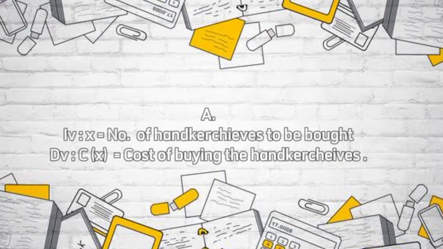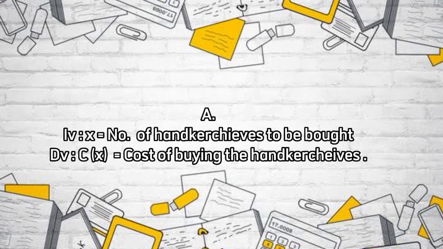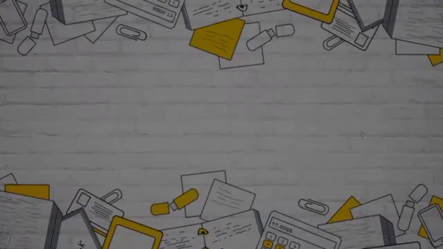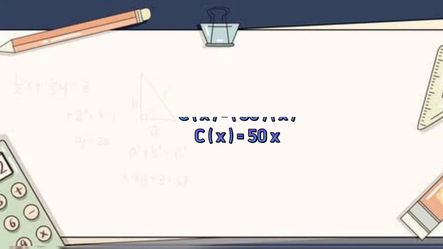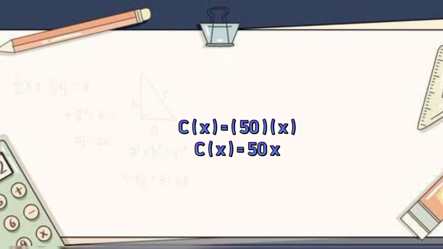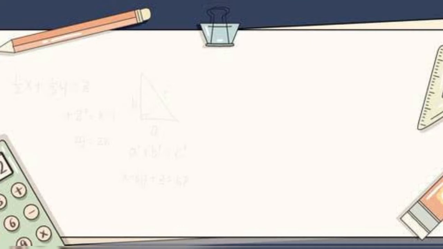Let us first determine the independent and the dependent variable. For the independent variable, x is equal to the number of handkerchiefs to be bought. For the dependent variable, c is equal to the cost of buying the handkerchiefs. The given are x, the number of handkerchiefs to be bought, and 50 pesos, the selling price of a handkerchief. For us to determine the function, c of x is equal to 50 pesos times the number of handkerchiefs, or x. And so our final answer will be c equals 50x.